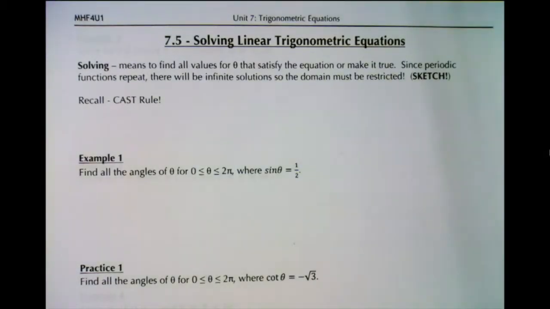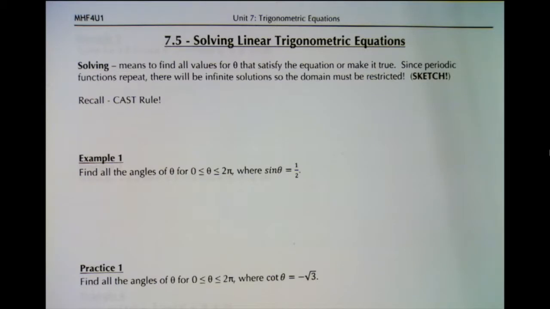Okay, this is lesson 7.5, solving linear trigonometric equations. To solve means that you're looking for all values of a variable that satisfy the equation or make it true. In these examples, we're going to be solving for theta for specific trig functions that give us a certain ratio.